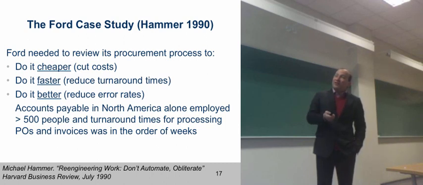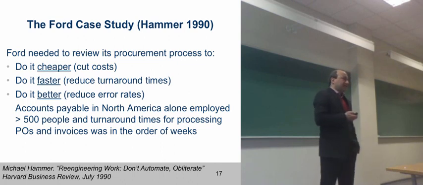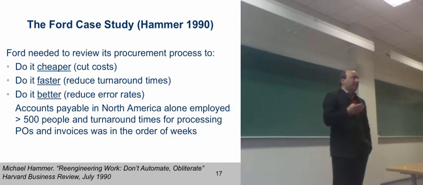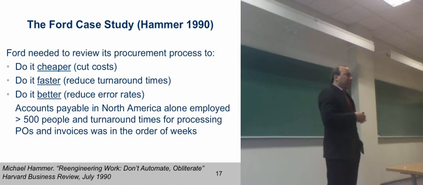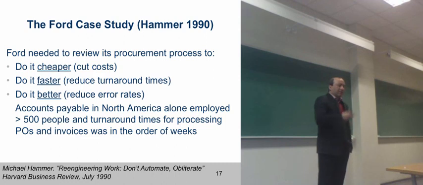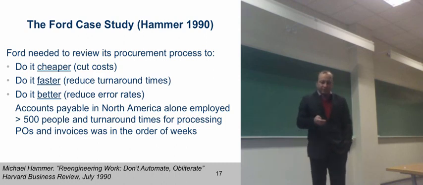The process had a turnaround time, also known as a cycle time, in the order of several weeks to get something purchased and paid, right? And they were paying penalties to their suppliers because they were not paying their invoices on time. And they had a lot of error rates, you know, paying duplicate invoices, paying too little, too much, not paying on time, etc. All sorts of problems there were.